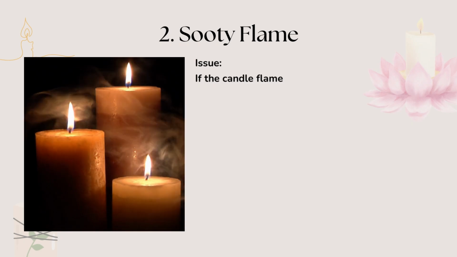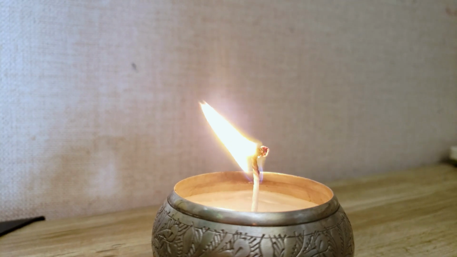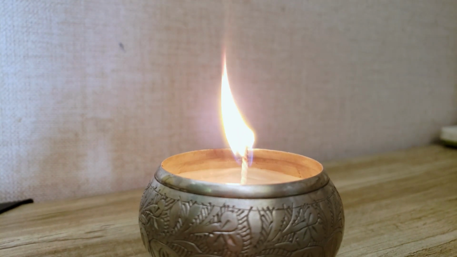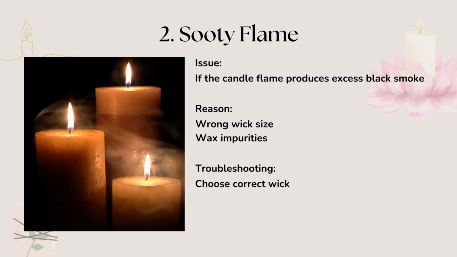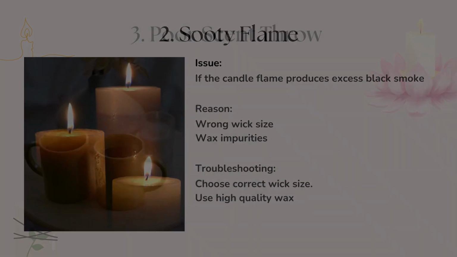Sooty flame is the issue. If your candle flame produces excess soot or black smoke, it can be due to an improper wick size or the presence of impurities in the wax. To troubleshoot it, choose the correct wick size based on the diameter of the candle. Trim the wick and use high quality clean wax to minimize soot production.